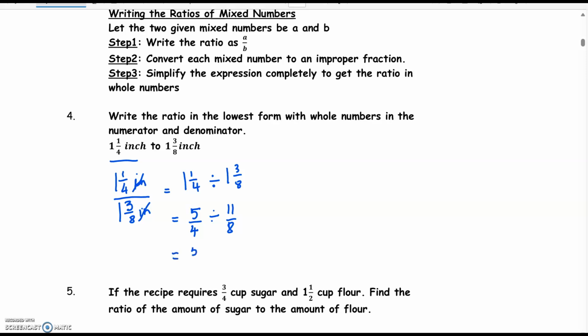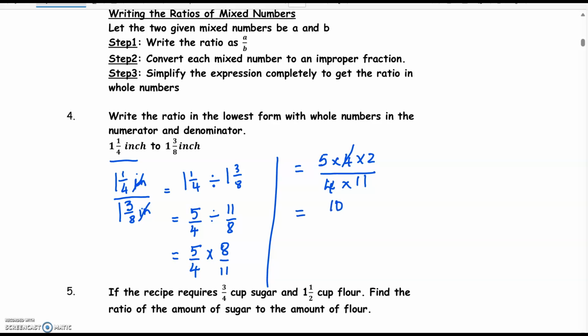So this is equal to 5/4. And now that we've changed the mixed number to an improper fraction, we change division to multiplication and flip the fraction. Now we multiply the fractions, and multiplication of fractions is the same as canceling common factors. So I'm going to write 8 as 4 times 2 divided by 4 times 11 in the denominator. We cancel the common factors and we are left with 10 to 11. So it's a ratio 10 to 11.